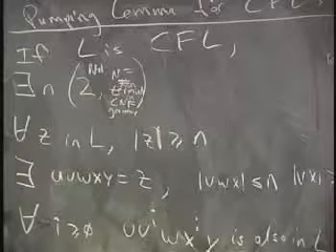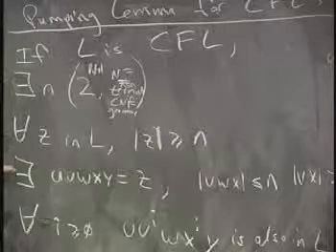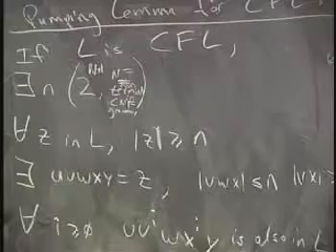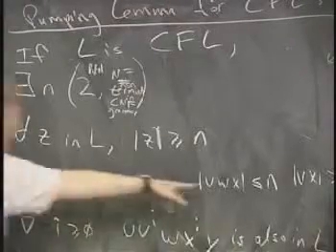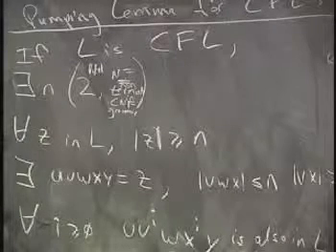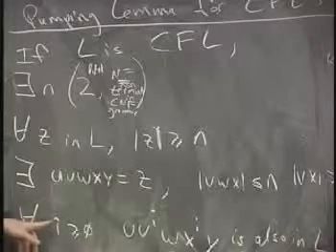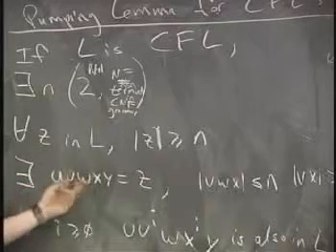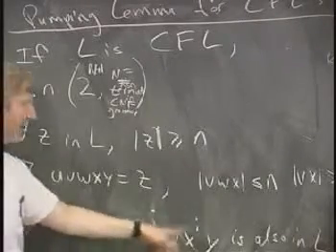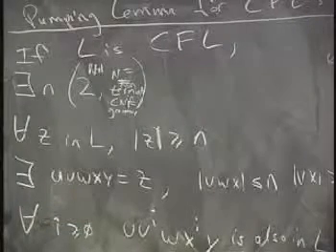For every single string in the language that's bigger than that n, this has to be true. There is a way to write that string in 5 separate parts, concatenated together equaling the string. The middle 3 parts smaller than that n. The second and fourth part together not empty. Such that every single one of these v's and x's, as many times as you want to pump them, if you pump them up that many times, u v to the i w x to the i y, pump them up as much as you want, those strings are also in the language.